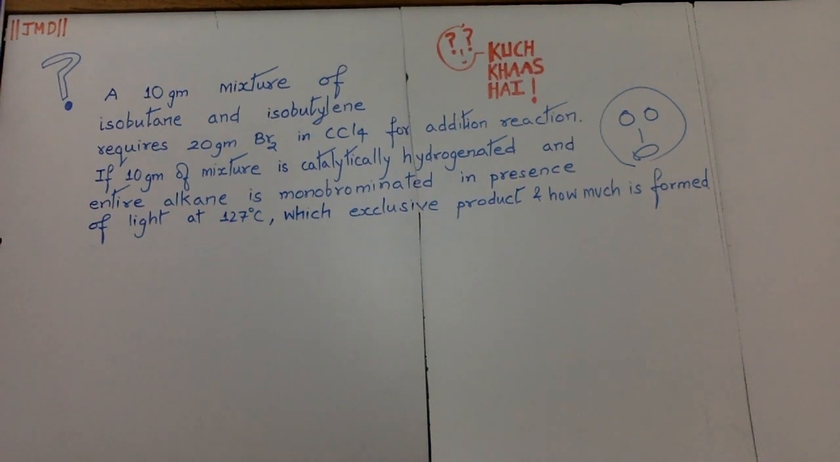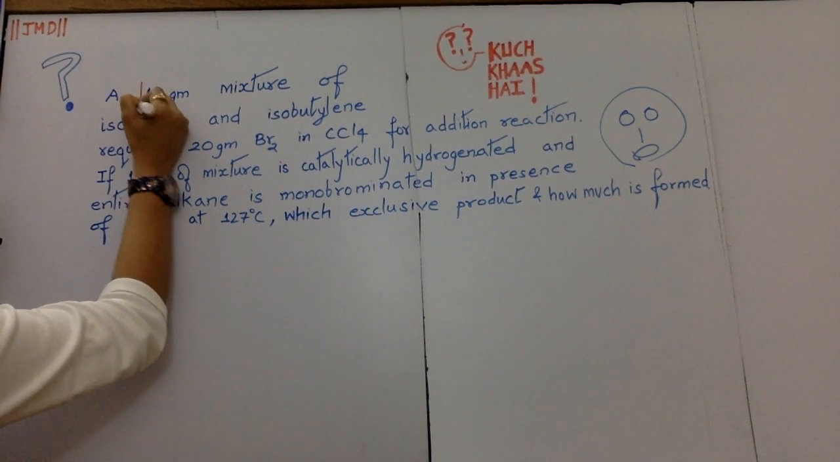A 10 gram mixture of isobutane and isobutylene requires 20 gram of bromine in CCl4 for complete addition. If 10 gram of the mixture is catalytically hydrogenated and then the entire alkane is monobrominated in presence of light at 127 degree centigrade, which exclusive product and how much of it would be formed? Really difficult one.